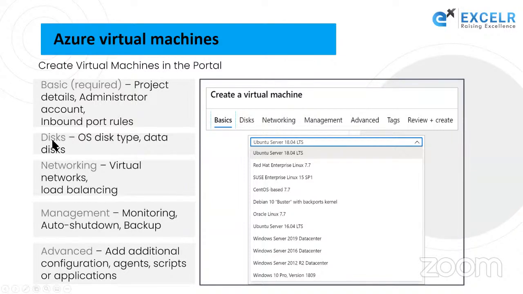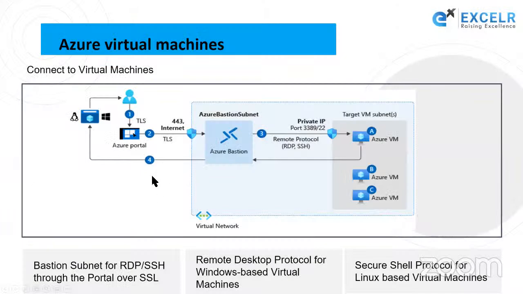Okay. So this is what I have completed just now as a demo, and this is just an indication of what we have to select. Yeah, we have to select the inbound port rule, we have to select the OS, the data disk, the virtual network, load balancing if any, and so on. And this is how you are actually connecting to your virtual machine.